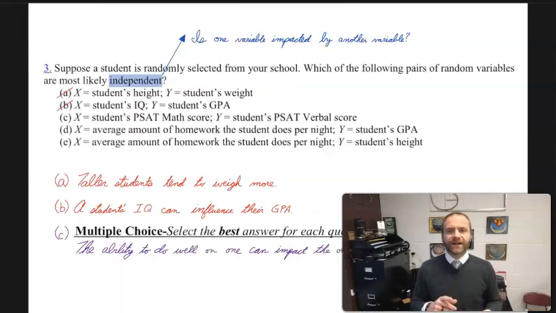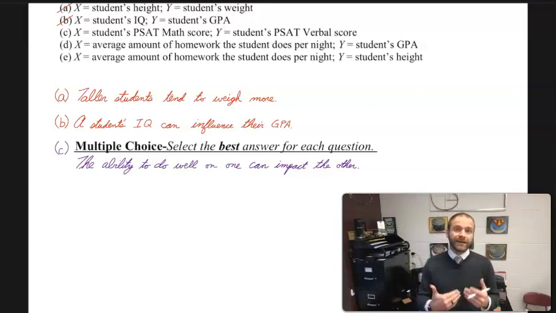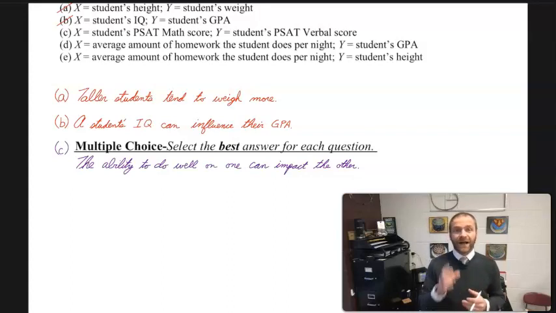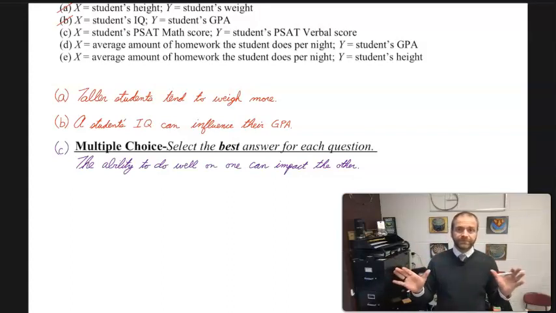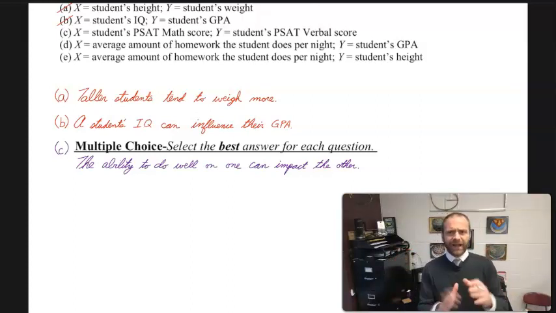The reason why is I'm going to show you what the directions for multiple choice say. Select the best answer for each question. Now, I'm going to put C on hold, but I want to tell you the ability to do well on one, the math or the verbal, can impact your ability to do well on the other. So C is not independent. However, let's pretend we don't know that. Let's say, ooh, that's a tough one, just move on. Hey, you eliminated A and B, let's just keep C there and see what happens. And so I go to D, the average amount of homework a student does per night and their GPA.